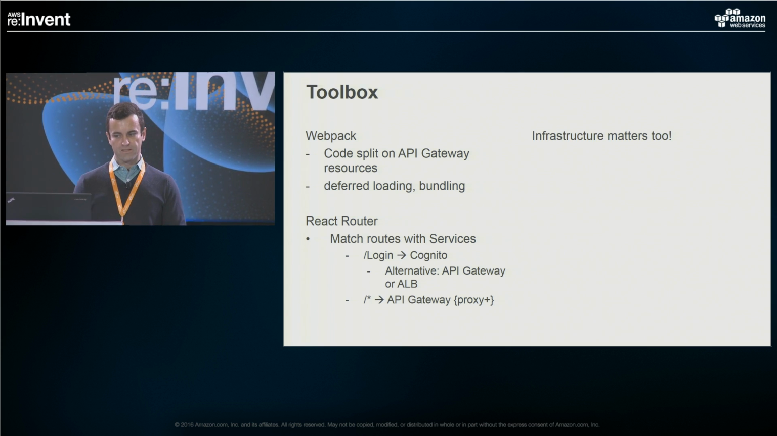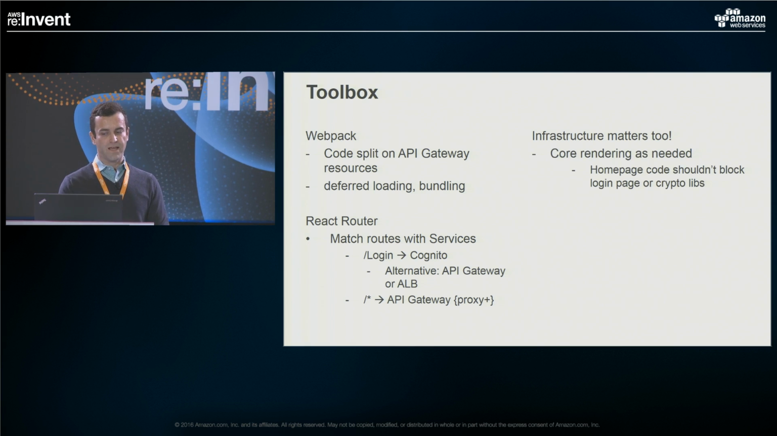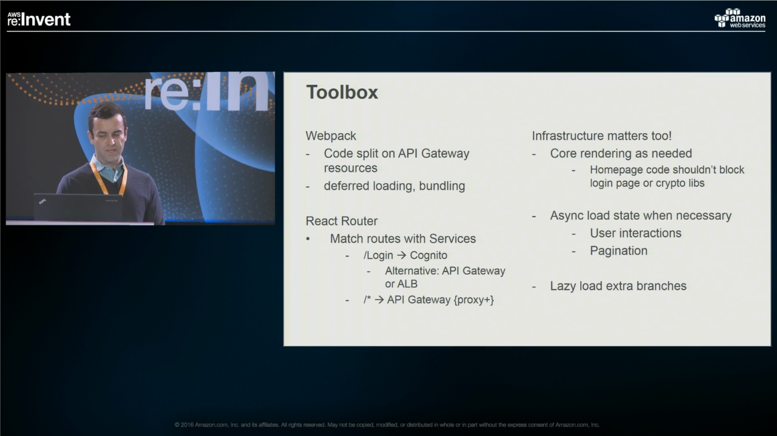So, before jumping into this use case, what are some other things that you can do besides just this basic toolbox? Well, your infrastructure is going to matter too as far as app performance, right? So code rendering as needed. Homepage libs for things like Cognito access and so forth, you might want to load first, and not load some of the subsequent calls for things like DynamoDB if users haven't even authenticated yet. Async loading for user interactions and pagination, you can actually control from API Gateway responses that are sent down to the clients. Also things like lazy loading those extra branches, right? Maybe they're not needed, and maybe you want to split those up as appropriate.